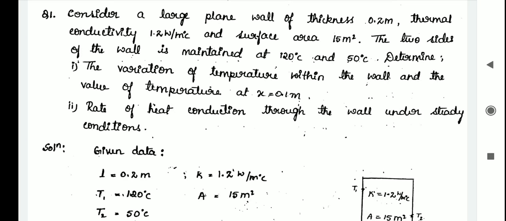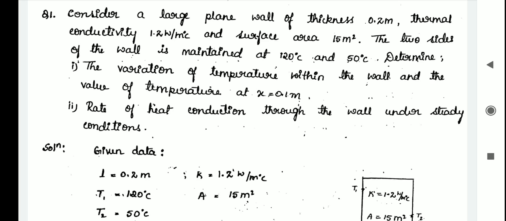Students, this problem comes under module 1, conduction. That is a slab problem. Consider a large plane wall of thickness 0.2 meter. Thermal conductivity is 1.2 watt per meter degree Celsius, and surface area is 15 meter square. The two sides of the wall are maintained at 120 degrees Celsius and 50 degrees Celsius.